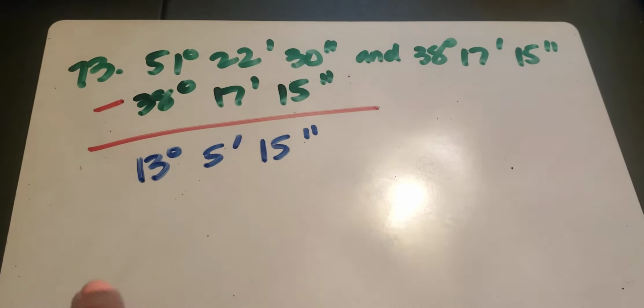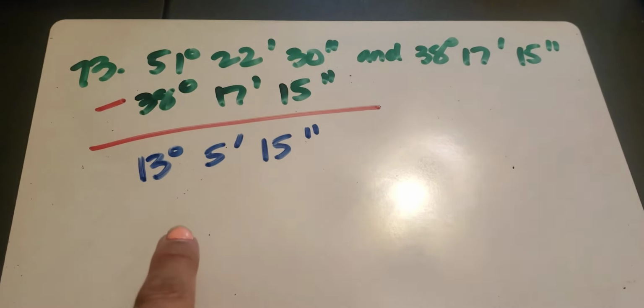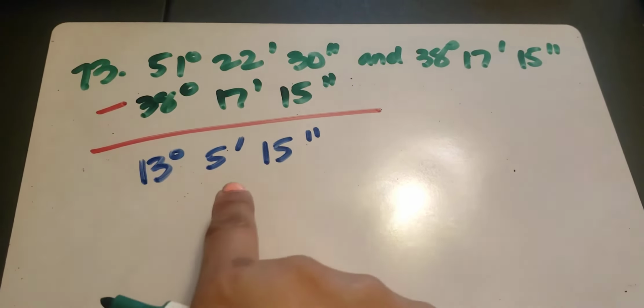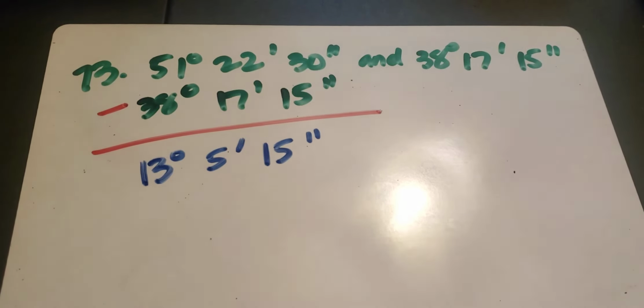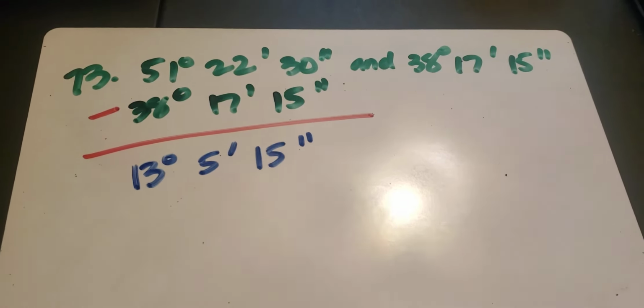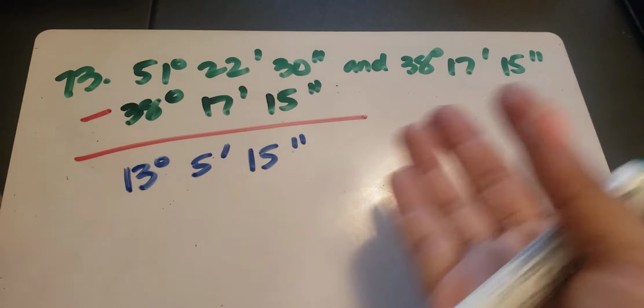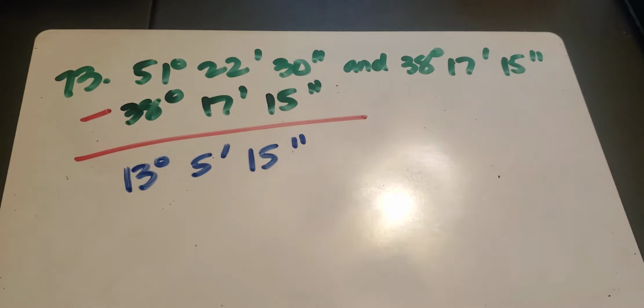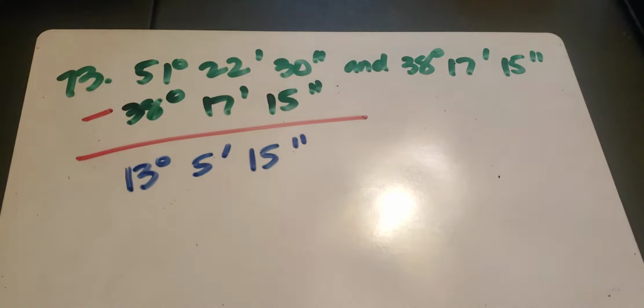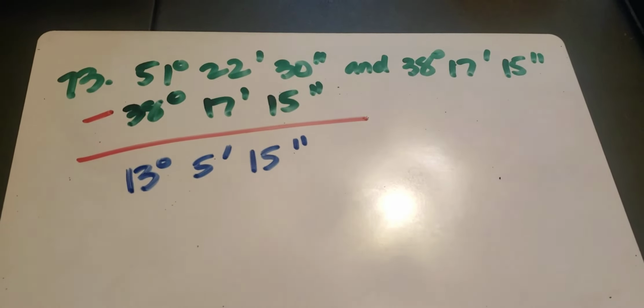Okay. So our final answer for number 73 should be 13 degrees, 5 minutes, and 15 seconds. And that's it. And you can also use your calculator to verify that if you'd like. But honestly, I think manually is a lot faster. Okay. So now I'm going to move on to the second part. So for the second part, I'm going to do number 77 and 78 with you.